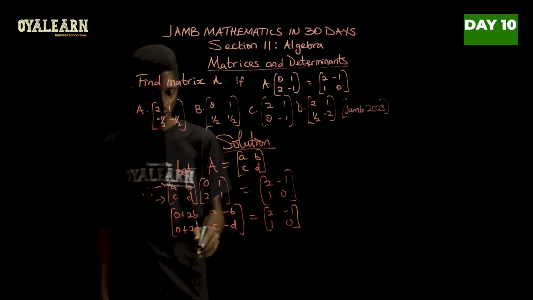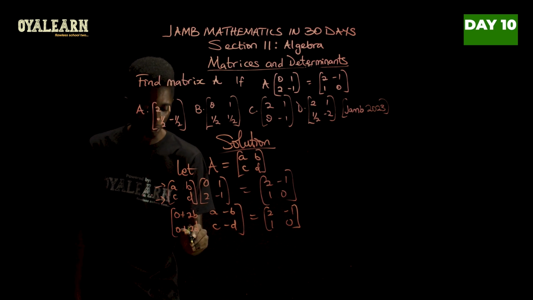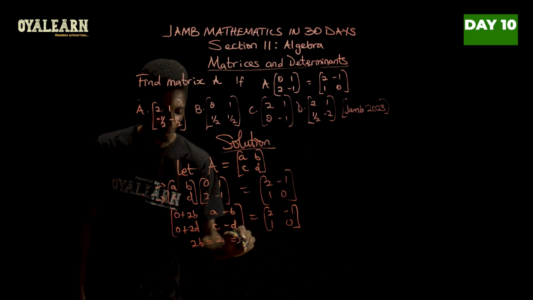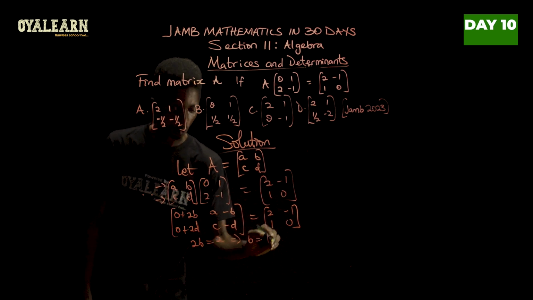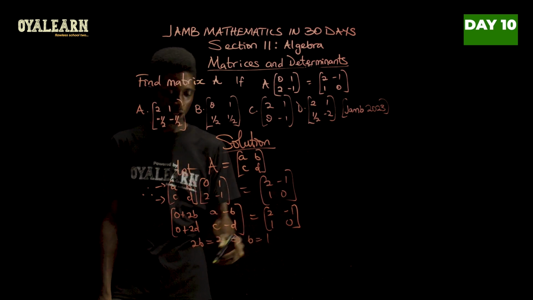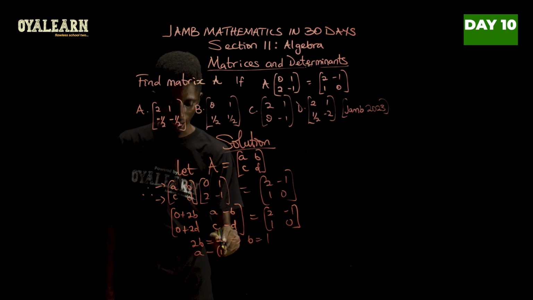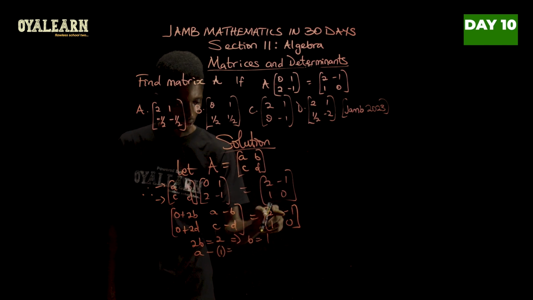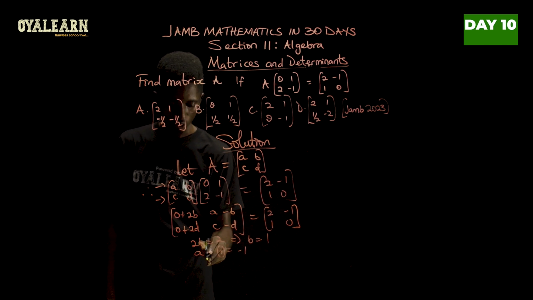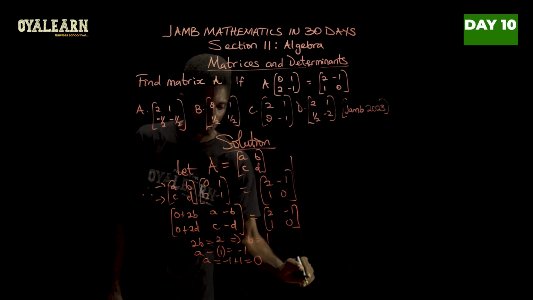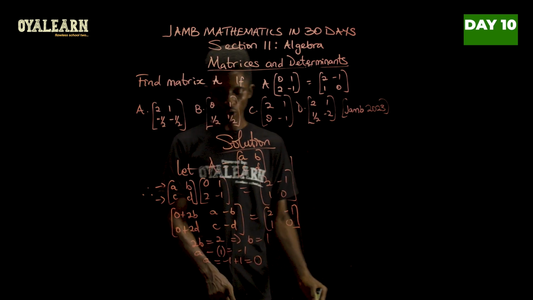So we can then say 0 plus 2B, that will give us 2B. So 2B equals 2, and this implies that B is 1. Okay? So if B is 1, then we can say A minus B, which is 1, equals minus 1. So A would therefore be minus 1 plus 1, which is 0. So we have gotten B, we've gotten A.